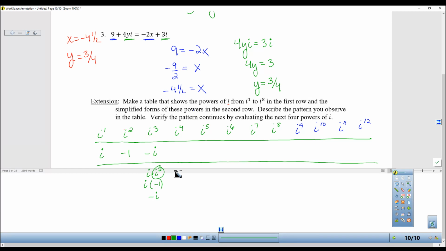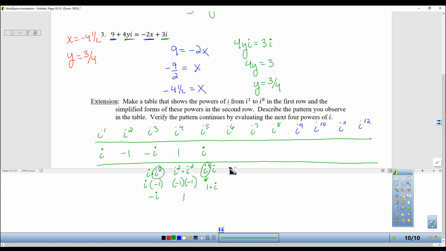i to the fourth, I like to think about as i squared times i squared. That would make i to the fourth, which would be -1 times -1, which would just be 1. For i to the fifth, now that I've reached i to the fourth, I'm going to use i to the fourth times i, which would make i to the fifth, right? 4 i's and then 1 more would make i to the fifth. Why am I excited about using i to the fourth? Because i to the fourth is just 1. So 1 times i is i.